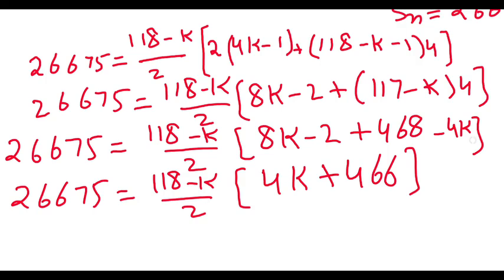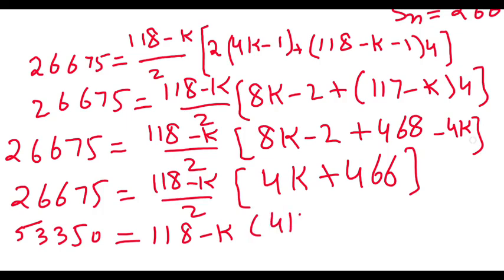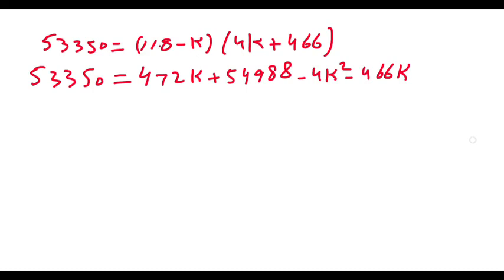Now I'm gonna multiply both sides of the equation by 2 to remove the denominator. So this is gonna be 53,350, and this is gonna be 118 minus k. But remember, this whole term under is 2, so it's gonna be 4k plus 466. Now I'm gonna FOIL this one, multiply both of these. So I multiply, this is my answer.